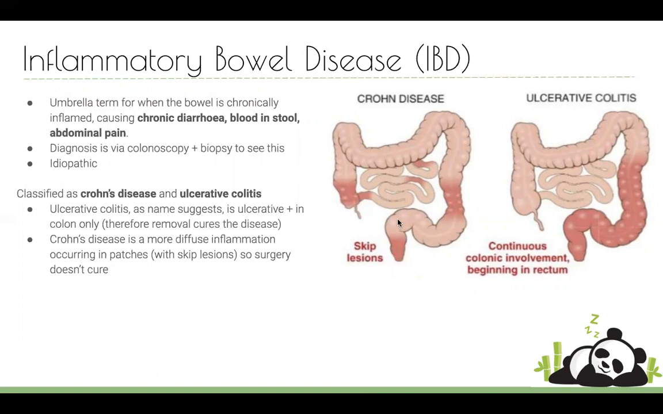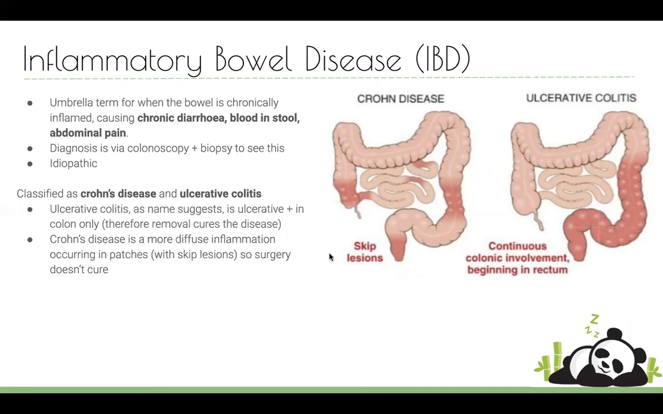You stick the camera up their butt, and you take a bit of the sides where you think it looks wrong, and then they've got these pathological changes, which they'll tell you about in the path report. There are two types of IBD. It can be Crohn's disease, or it can be ulcerative colitis, and they're actually quite separate.